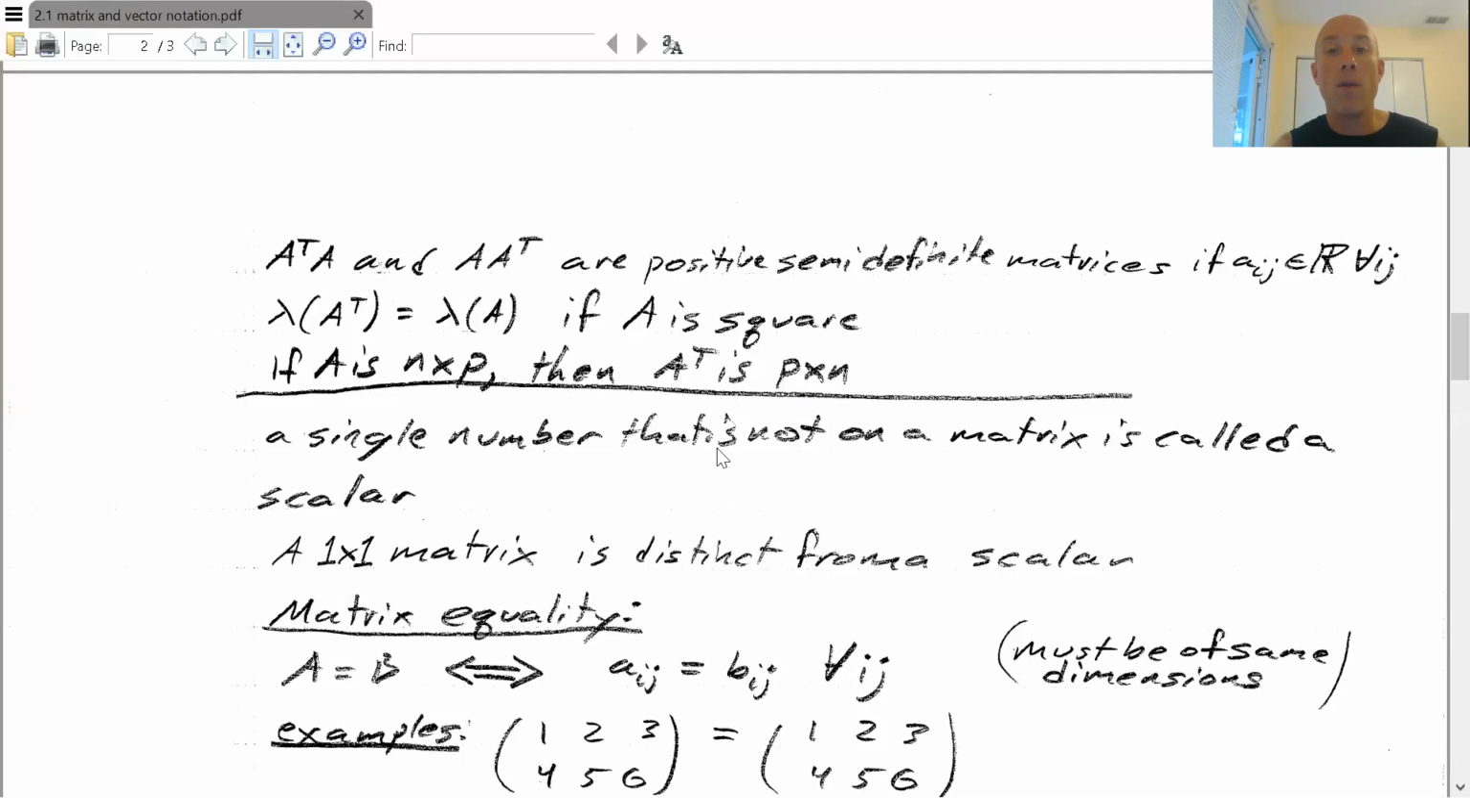And a single number that is not in a matrix is just called a scalar. Technically, a 1-by-1 matrix is different from a scalar. One thing that you'll notice when you work with software, though, MATLAB is probably the best example of this, and I believe R does it also, is that it will treat a 1-by-1 matrix as a regular number. That makes sense for software, but if we're doing theoretical mathematics, it doesn't make as much sense.